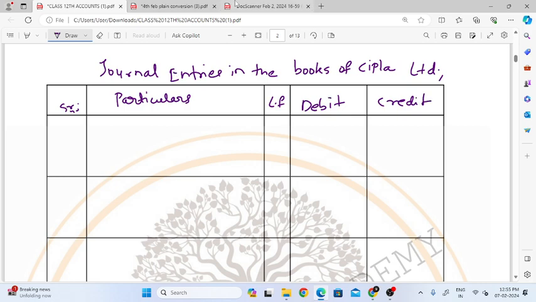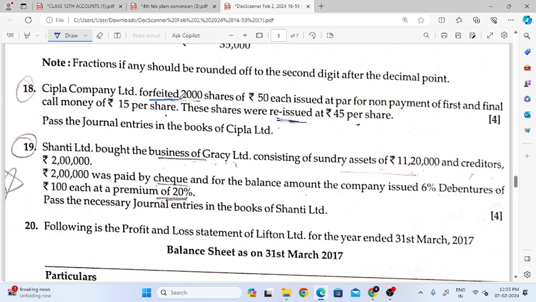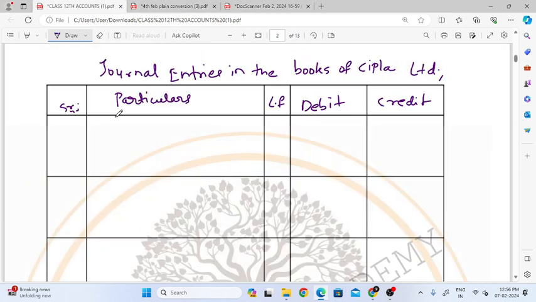So the question is about forfeiture. Yes. So when the question is regarding the forfeiture, then you have to debit share capital account. Okay, and how much is it? 2000 shares were forfeited of rupees 50 each. So share capital account, debit. So 2000 multiplied by 50, which will give us 1 lakh.